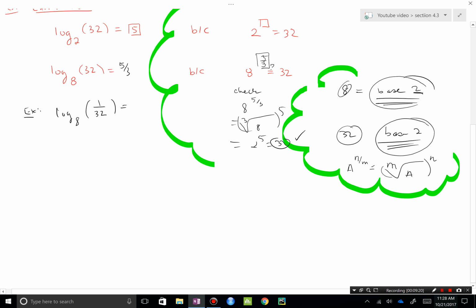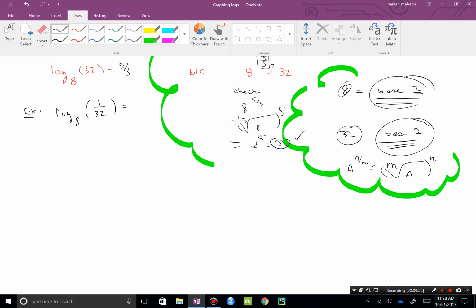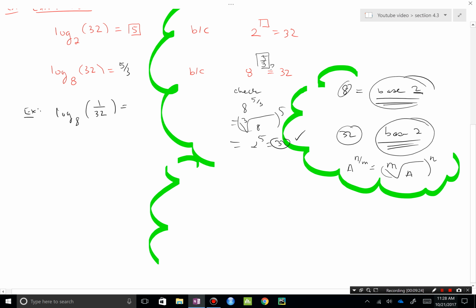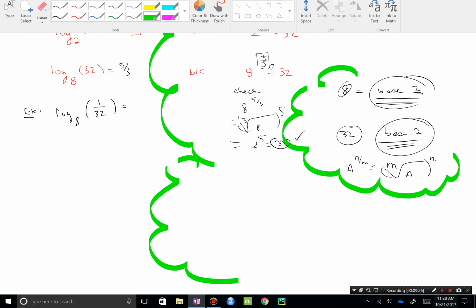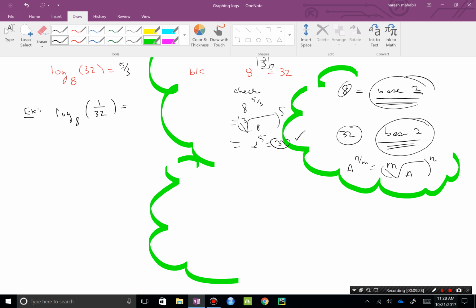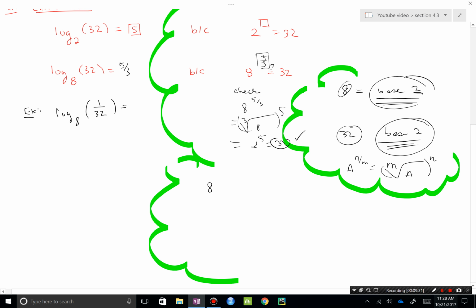Now we should be able to play the same game, right? I want you to do this in your brain. The base is 32. The base is 8, sorry. I'm getting ahead of myself like I always do. The base is 8. The exponent, we don't know, box unknown, is 1 over 32. And we're going to play the same game.